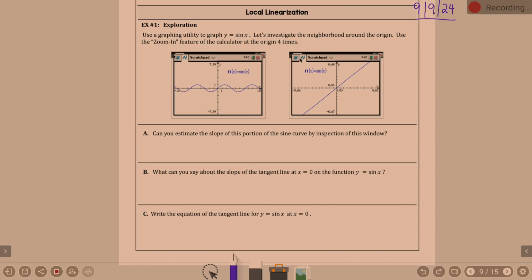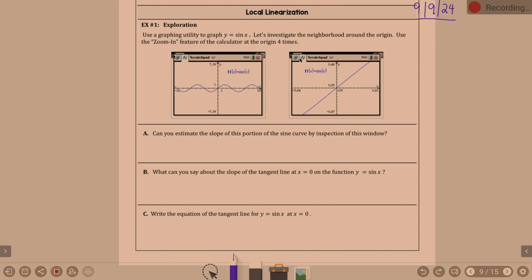First of all, it's asking, can you estimate the slope of this portion of the sine curve by inspection of this window? I don't know, maybe we didn't need to calculate as much as I thought we did, because I guess we do have it up here on the screen, don't we? But, hey, you got to touch the calculators.